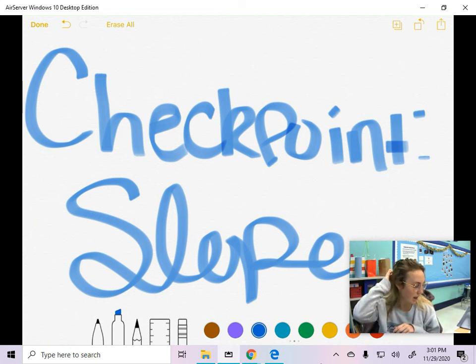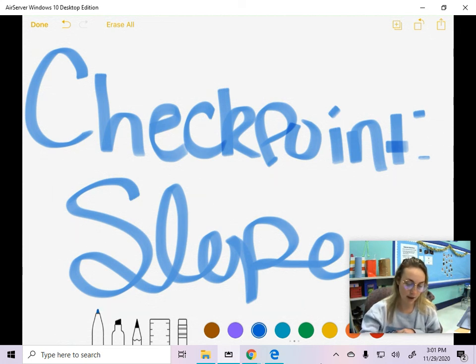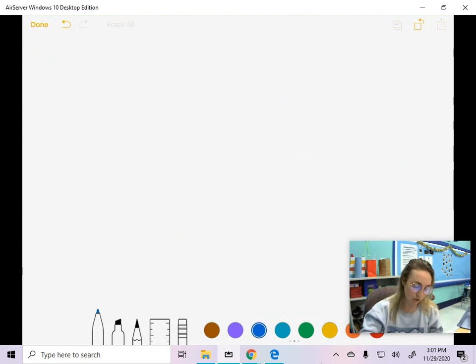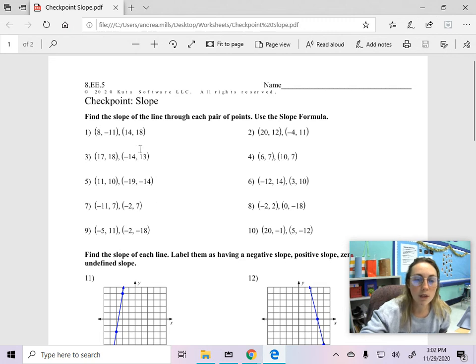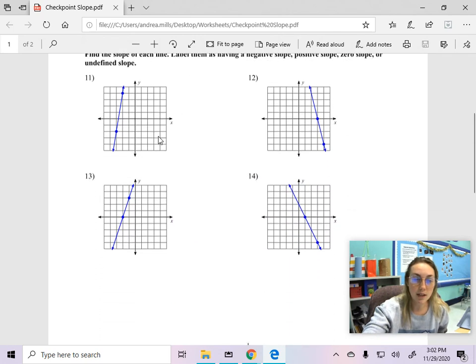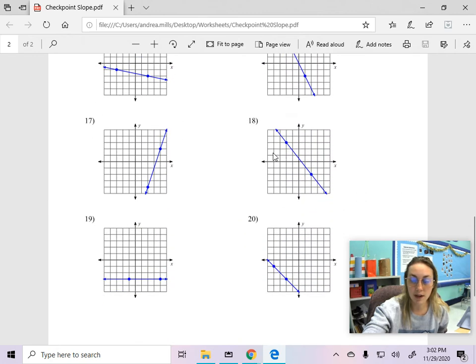So again, go ahead and go to number 1 if you haven't already. Questions 1 through 10 on the Checkpoint Slope worksheet, I can just show it to you real quick. We're going to have 2 points, and here they are. Each question is 2 points. We're going to use the slope formula to find the slope for this part right here. And then for 11 through 20, you have a graph and you have to find the slope.